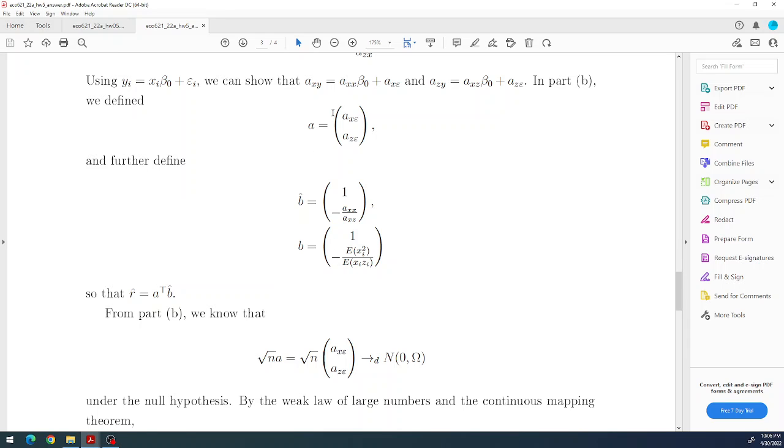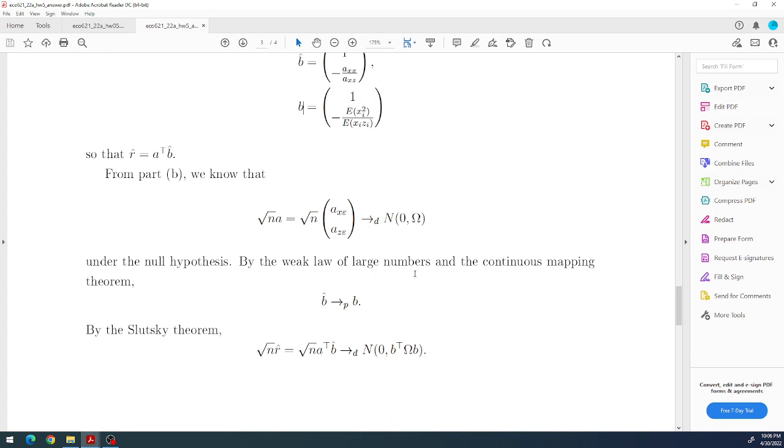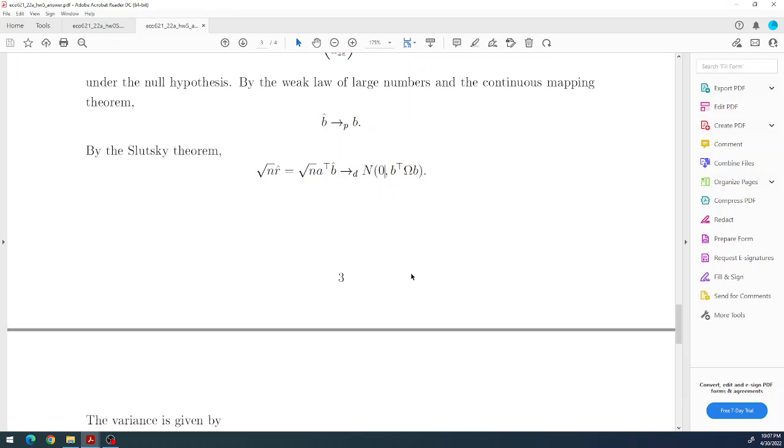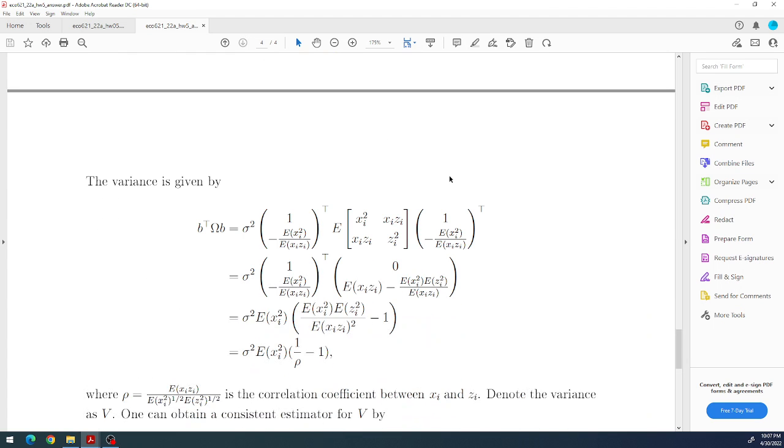So one is converging after multiplying square root n. It converges in distribution to a normal distribution. And b hat converges in probability to a constant. So as a result, combining those two results, you have convergence in distribution and convergence in probability. You may apply the Slutsky theorem, and you get this result. This is the result. And if you want to study the variance, it's a little more complicated.